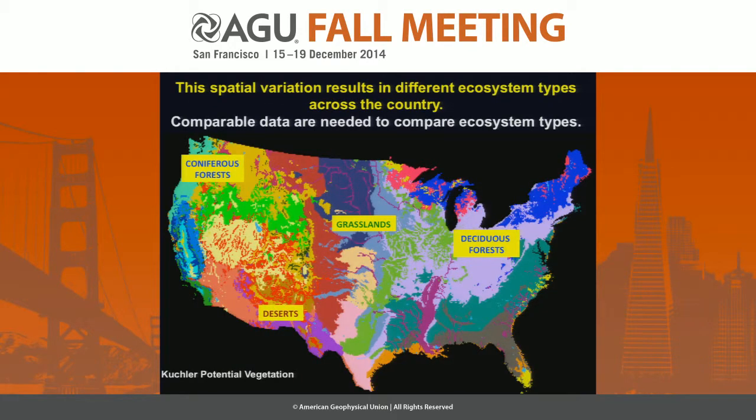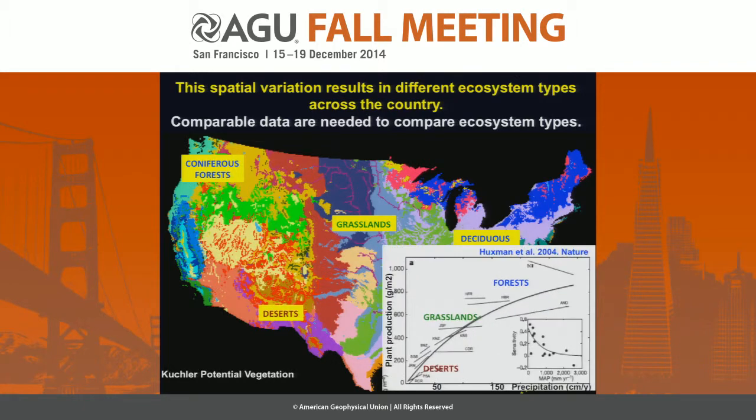Well, this is what our ecosystems look like, right? We have different ecosystems that play out across the continent, deserts, grasslands, different kinds of forests. And this is what the ecologists have to deal with, that spatial variation. And if we want to compare that, we have to have comparable data if we want to look at these different types of ecosystems. So this is just plant production across the y-axis and precipitation on the x-axis. To get to this point, we have to have similar types of data.